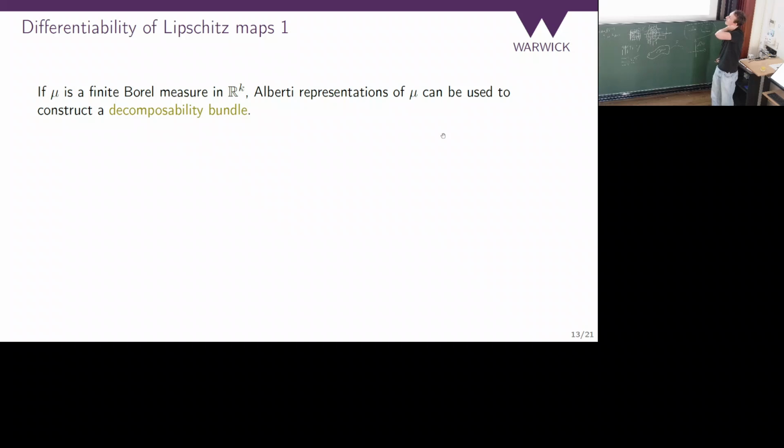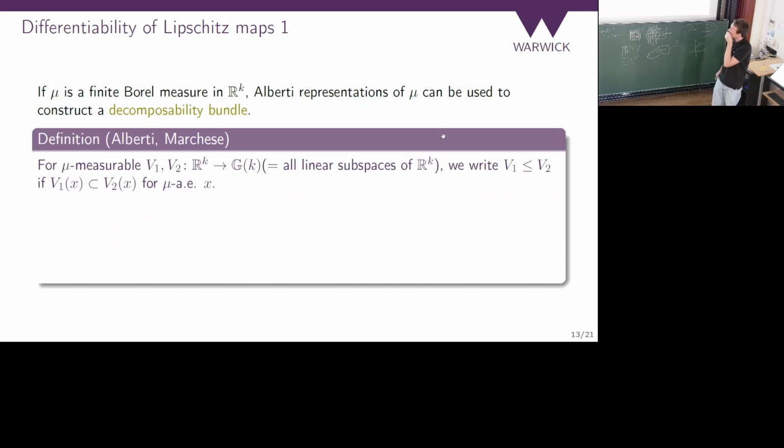We can construct a thing using Alberti representations. This thing will kind of measure locally how many independent Alberti representations the measure has. So the thing we construct will sort of be one-dimensional here and two-dimensional here. This thing is called the decomposability bundle. It really should be called something like a tangent bundle, but this is the name that was designed for it. So this is due to Giovanni and Andrea. It's a bit of an involved definition, but maybe we can get through it.